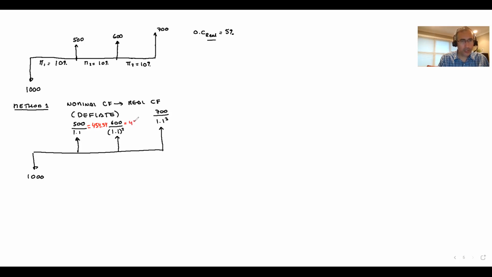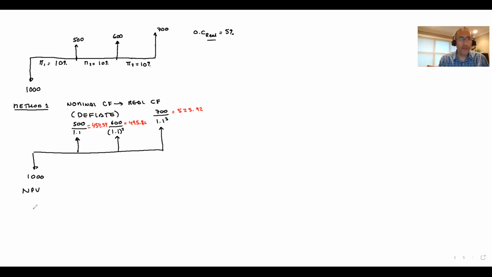This is 495.86. And 525.92. Got it? So now these are real terms. You agree? So these numbers are real now. And as soon as this is real, I can use this opportunity cost. And then I can estimate my net present value.